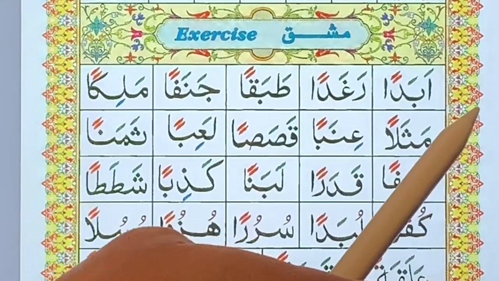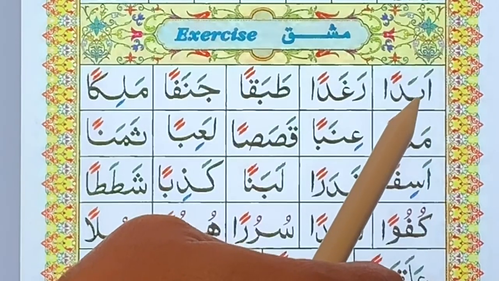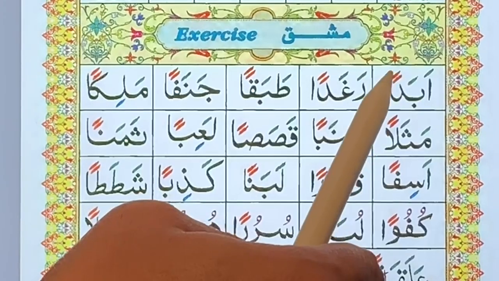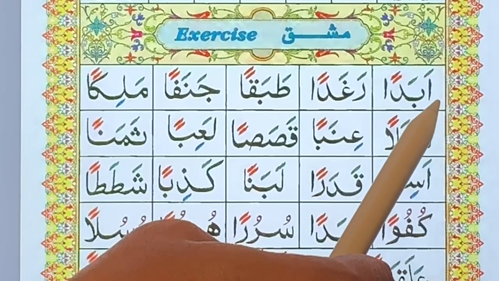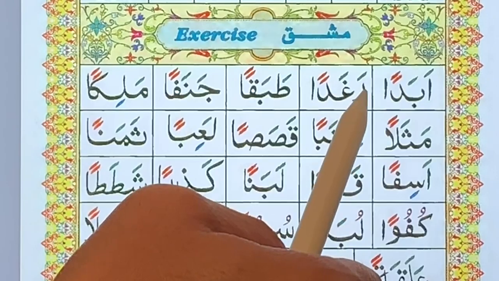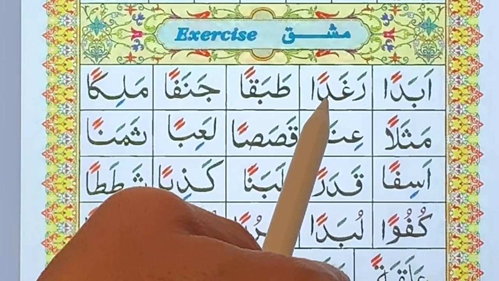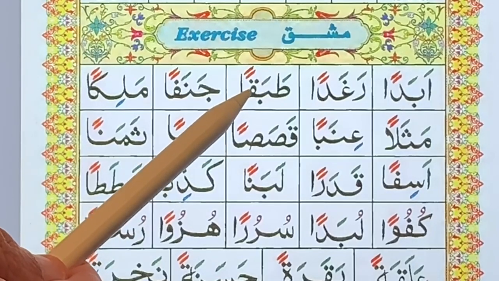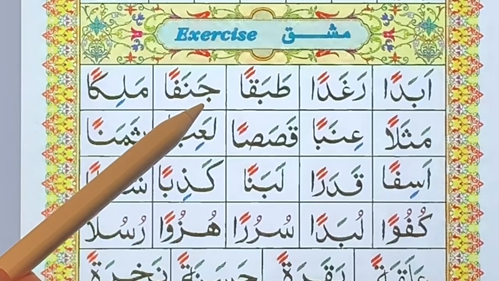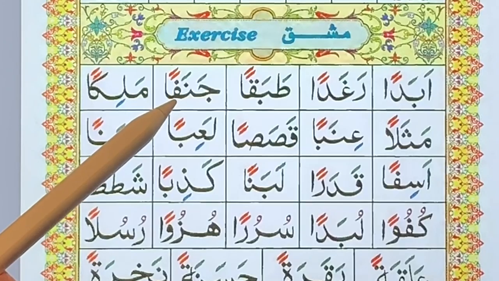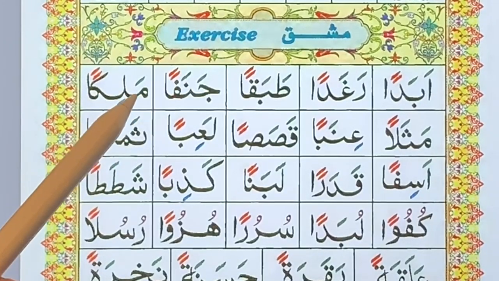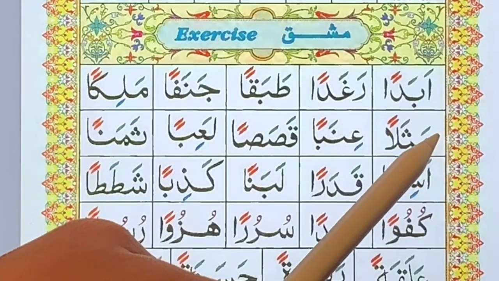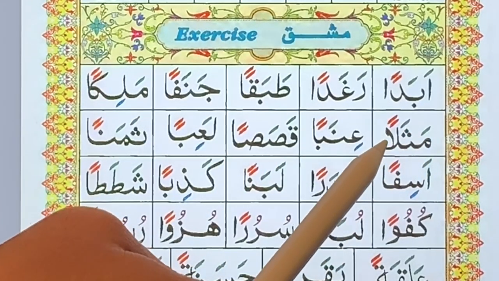Exercises on the bottom. A, ba, dan. The alif that follows here is not read. You would just read the first part. A, ba, dan. Ra, gha, dan. Ta, ba, qan. Ja, na, fan. Ma, li, kan. Ma, tha, lan.